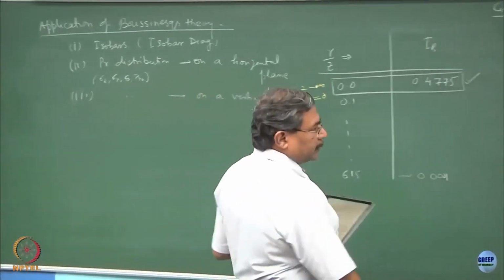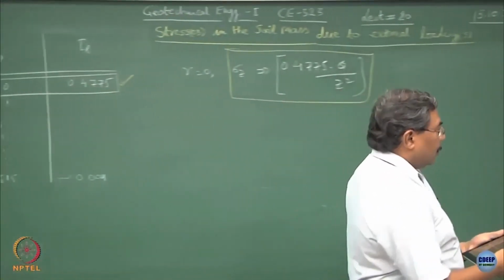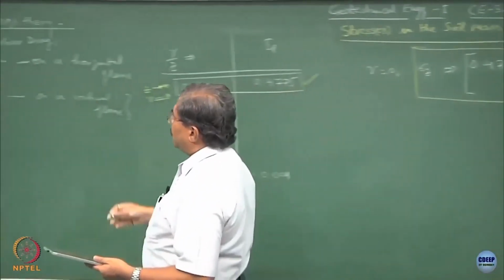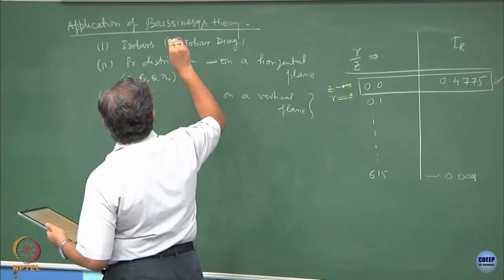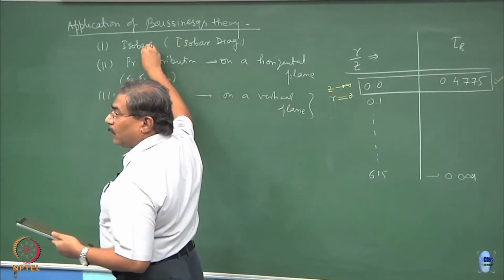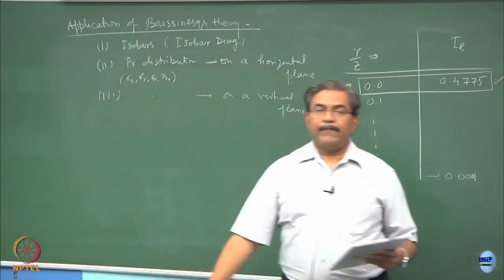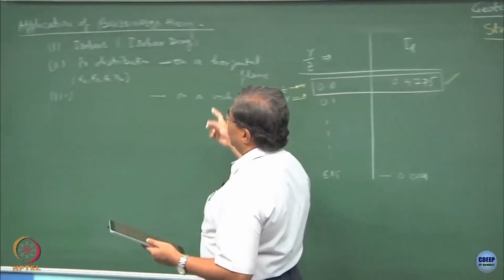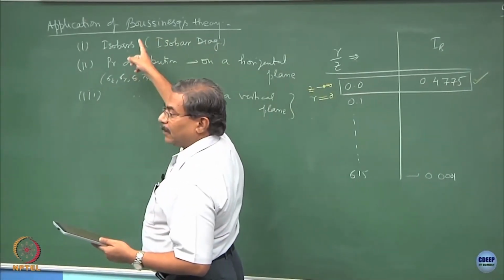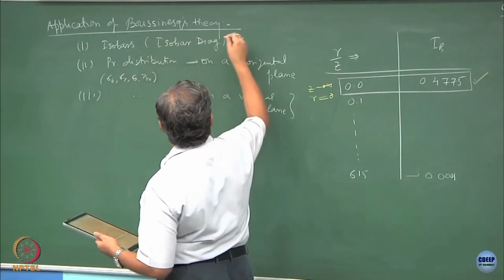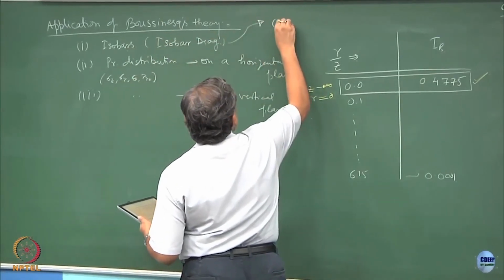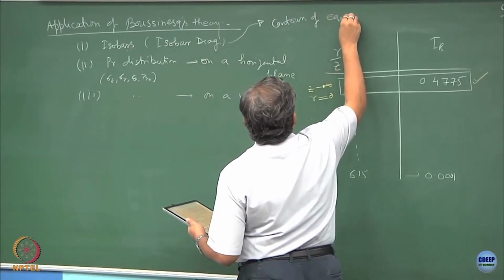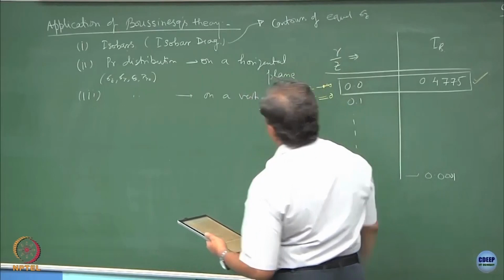Fine. So, these three things I want to do. Now, let me introduce the concept of the isobars. Isobars are the contours of equal vertical stresses. That means, if sigma Z remains constant and if I plot the pressure lines or the pressure contours, they become isobars. So, these are the contours of equal sigma Z vertical pressure.